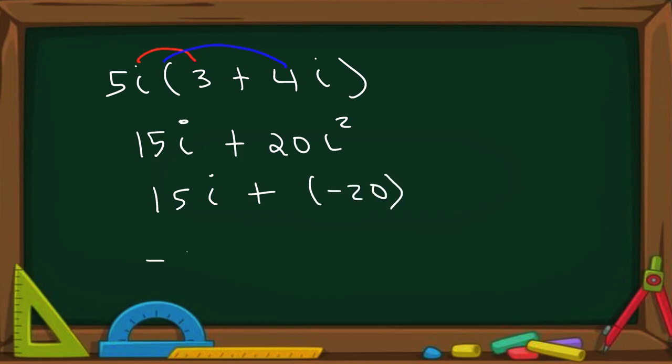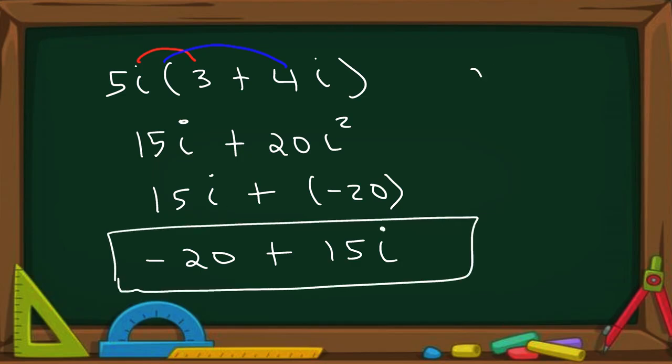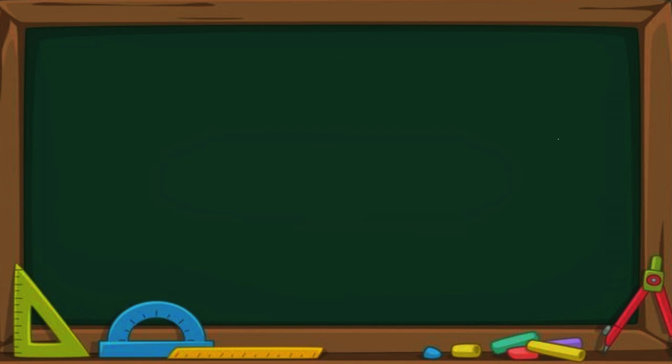Now let's write it in standard form. That's a plus bi form. So this is the answer. So we can see that a is equal to -20 and b is the number in front of i, that's 15. Try this one. What is the square root of -6 times the square root of -30?